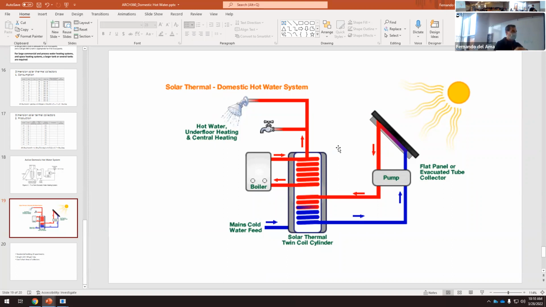We can prevent that from happening by having a huge amount of water. So that's why we need a tank, depending on the area of collectors. The more area of collectors, the more water we need, because if we have a very small tank with a lot of collector area, we can heat the water above the boiling point. So we need a balance between the area of collectors and the volume of the tank.